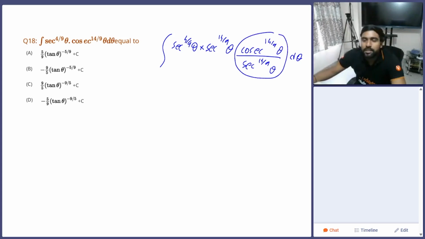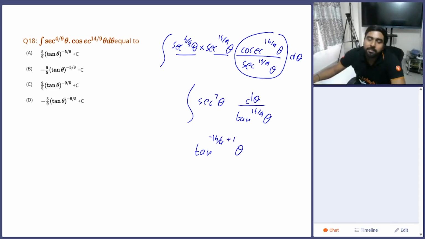What is this? This is 1 upon sine, 1 upon cos, so cos upon sine, cot theta power 14 by 9, or I can say it is tan theta power minus 14 by 9 into sec square theta d theta. That's it. What is the integral? That's tan theta power minus 14 by 9, and the moment you substitute it as t, you'll get minus 14 by 9 plus 1 divided by minus 14 by 9 plus 1, plus the constant of integration.